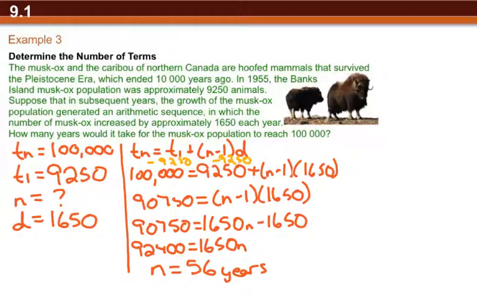Now that won't be in the year 56. We know we started the sequence in 1955. So if we add 56 years onto 1955, that means in 2011 the population should have been 100,000.